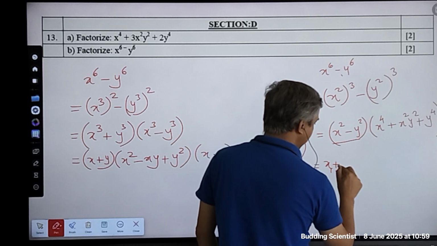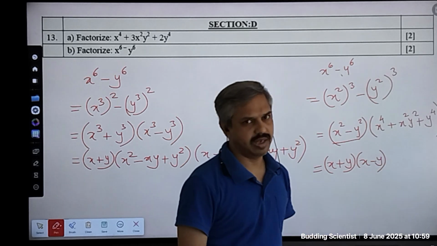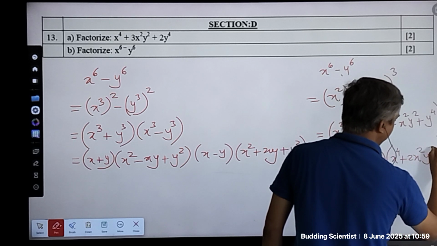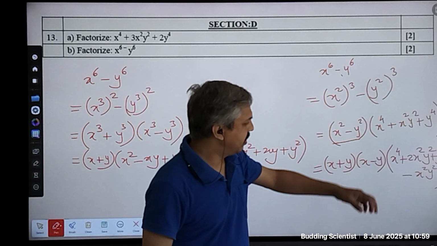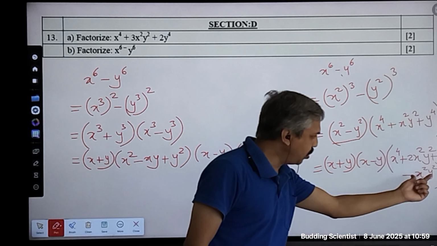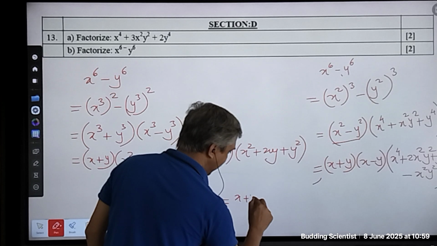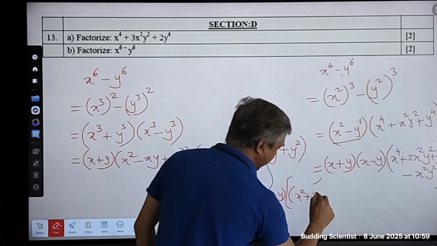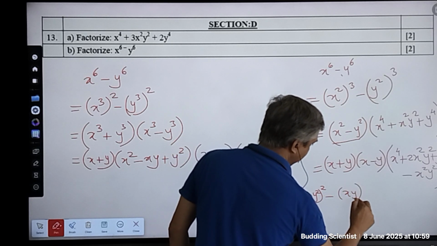This is equal to x plus y into x minus y, and this I will use that trick. This is equal to x raised to 4 plus 2x square y square plus y raised to 4 minus x square y square. Why? Because x raised to 4 plus 2x square y square plus y raised to 4 is a perfect square of (x square plus y square), and this is also a perfect square of xy, and there is a subtraction here. So this is equal to x plus y into x minus y into (x square plus y square) the whole square minus (xy) the whole square.